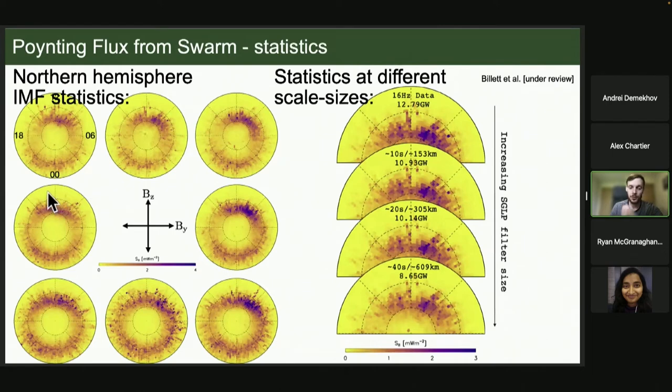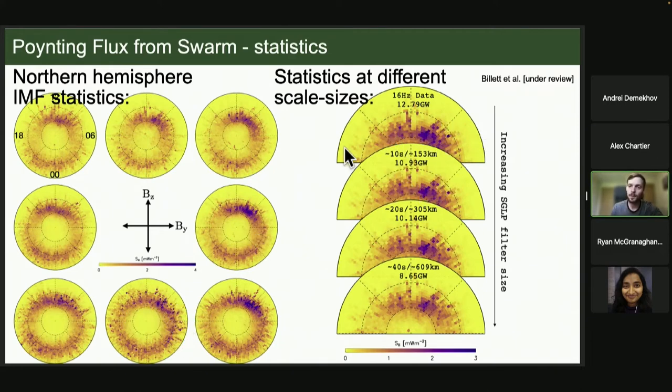So let me go ahead and do some statistics with the Swarm-derived Poynting flux. Here on the left is Northern Hemisphere statistics sorted by IMF for the unfiltered 16 Hertz data set. We see that the Poynting flux enhancement regions are basically aligned with the regions where the convection electric field is most variable, i.e. around the cusp and around midnight. We also see fairly typical BY and BZ asymmetries causing a kind of rotation between the dawn and dusk, as well as just being more variable under southward IMF.